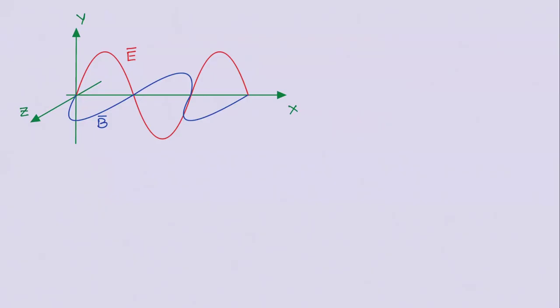We can write electric field E as E naught sine omega t minus kx. Okay, Ey you can take. Then Bz is equal to B naught sine omega t minus kx.